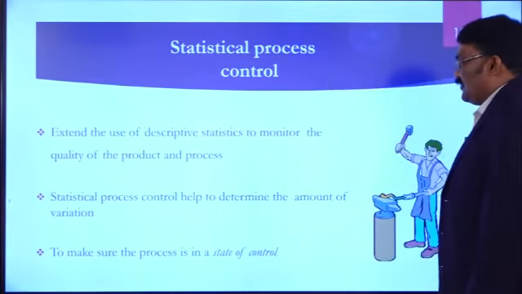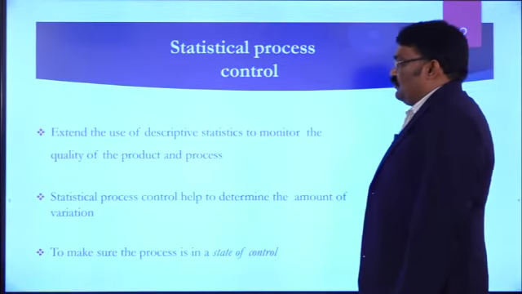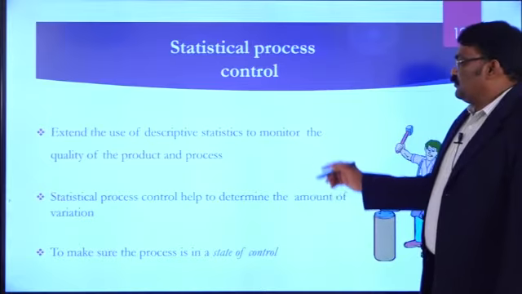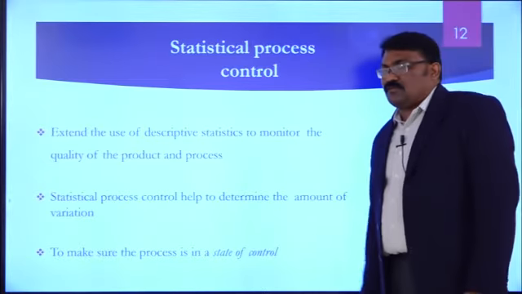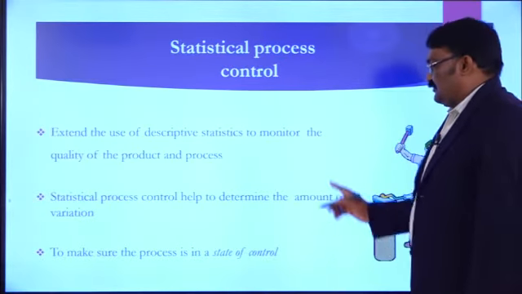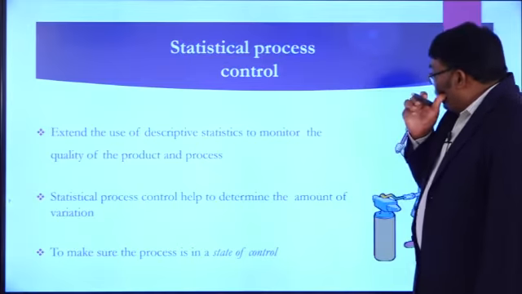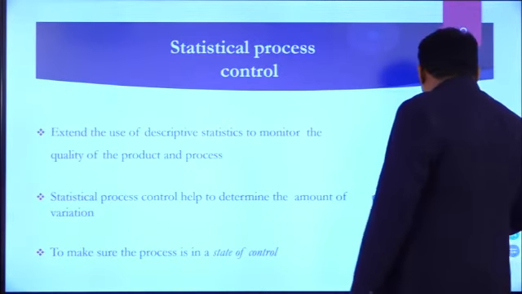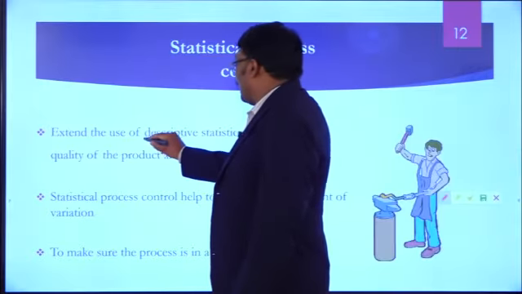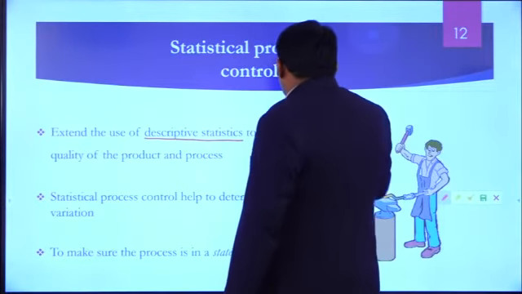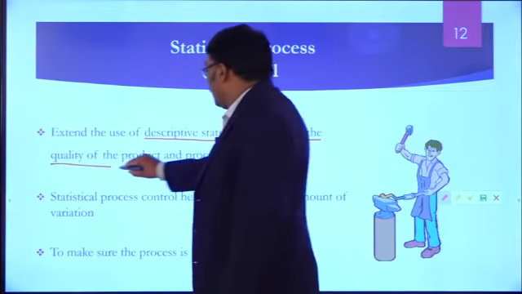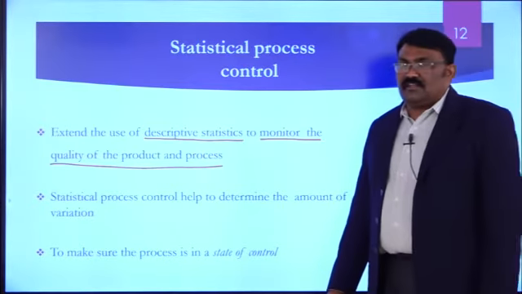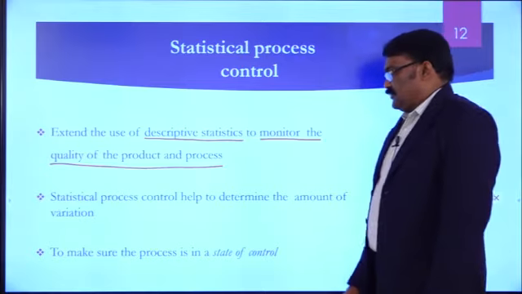Now, statistical process control extends the use of descriptive statistics to monitor the quality of the product and the process. That is the first one. Clear? This descriptive statistics is applied to monitor the quality of the product and process.